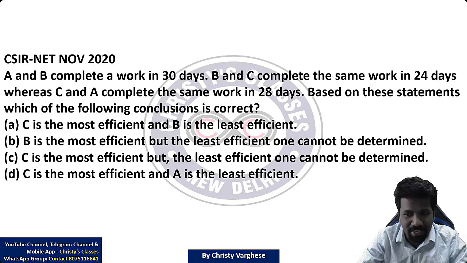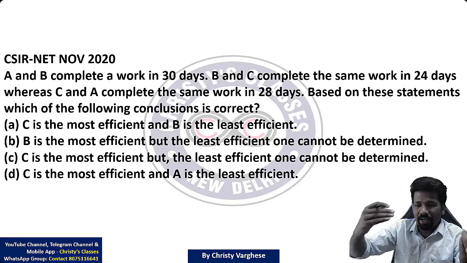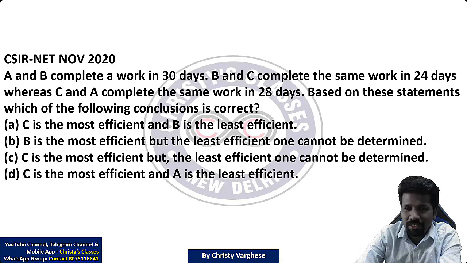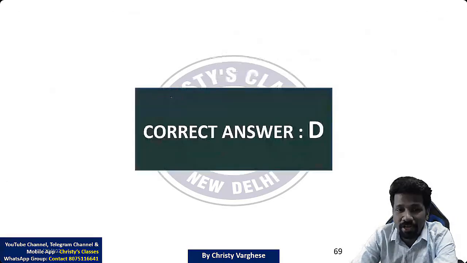पिछले सारा क्वेश्चन में क्या था? Individual works दिया था, combined work करना है. But here it's the other way around. But here the options make it so simple a question. You don't have to calculate it. Calculating it is very time consuming.